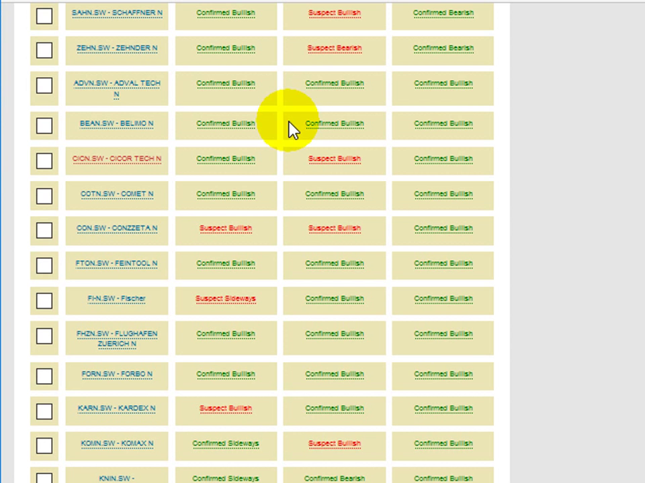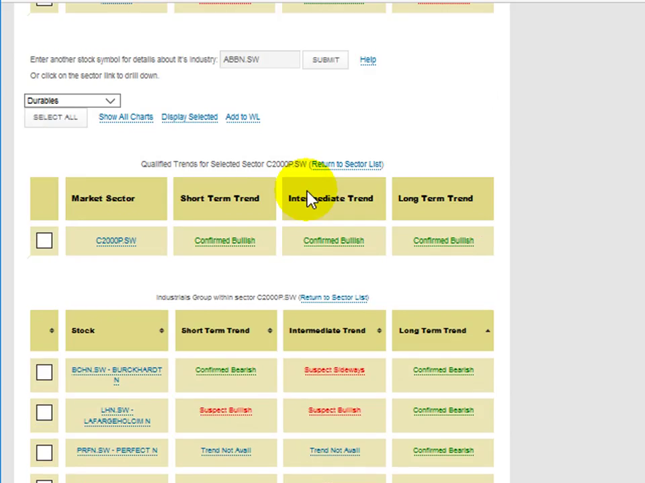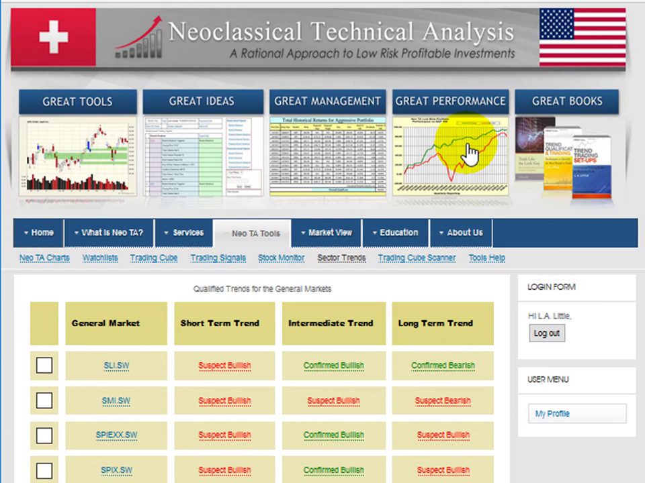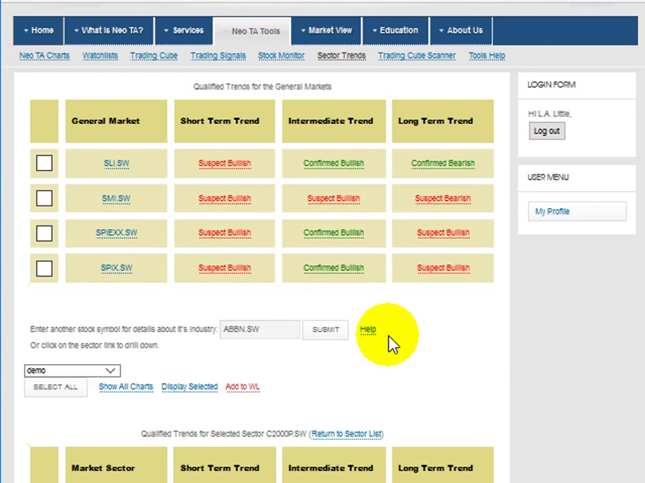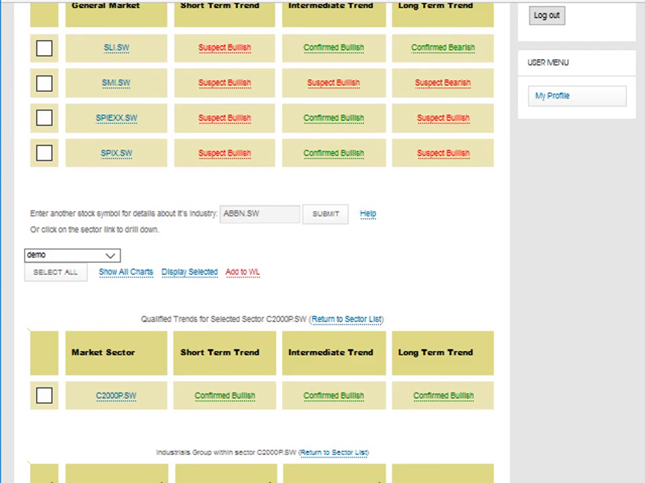Now, the nice thing about this is, just like we saw before, you can click the ones you care about. You can go and select the watch list that you care about to put them in, and then click on the add to the watch list. And so if I wanted to put those into my demo account, I could add those to that demo account, and now they will appear over there, and I can manage them. You can have basically an unlimited number of watch lists. You can manage them in any way that you want to.